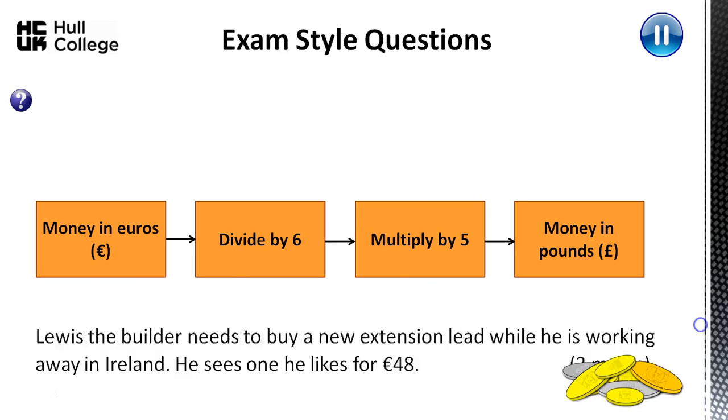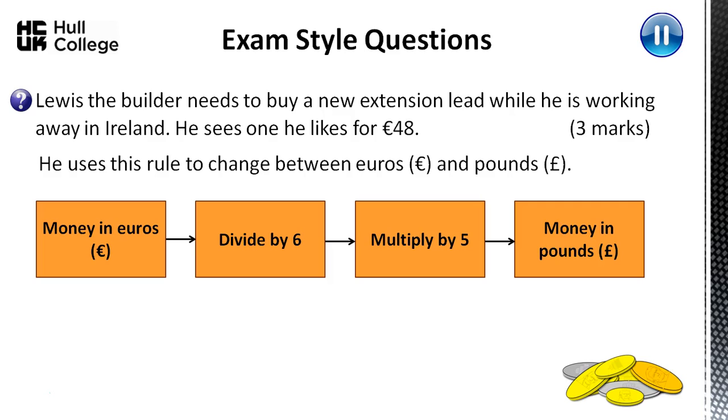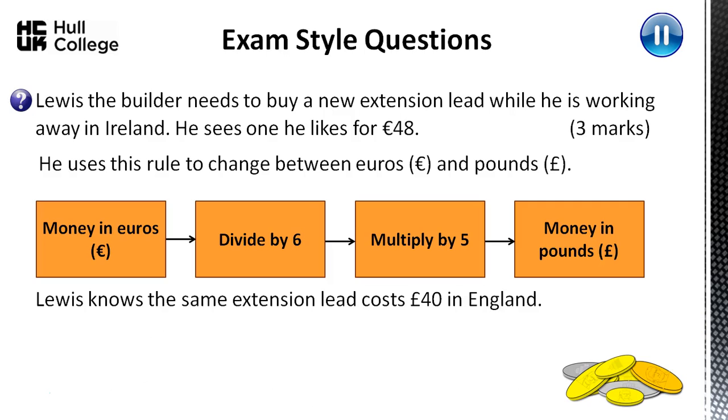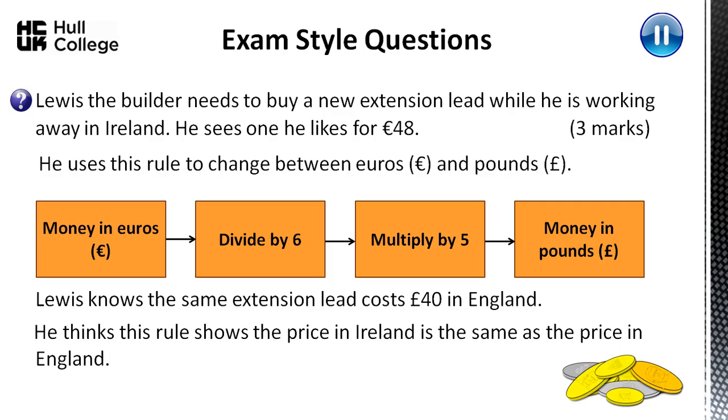Question 2. Lewis the builder needs to buy a new extension lead while he's working away in Ireland. He sees one he likes for €48. He uses this rule to change between euros and pounds. Lewis knows the same extension lead costs £40 in England. He thinks this rule shows the price in Ireland is the same as the price in England. Is he correct? Show why you think this. Pause the video while you answer the question.